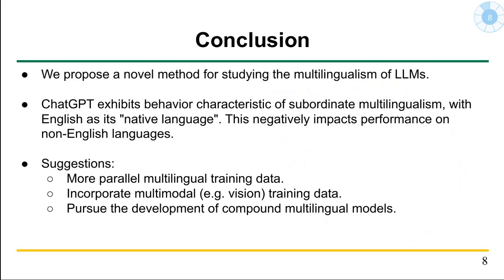In conclusion, we proposed a novel evaluation protocol for studying the multilingualism of LLMs. We conclude that ChatGPT exhibits behavior characteristic of subordinate multilingualism with English as its native language. This negatively impacts performance in non-English languages. We suggest the following ideas to enable LLMs to achieve compound multilingualism. We suggest using more parallel multilingual training data, as well as incorporating multimodal, such as vision, training data into the training process.